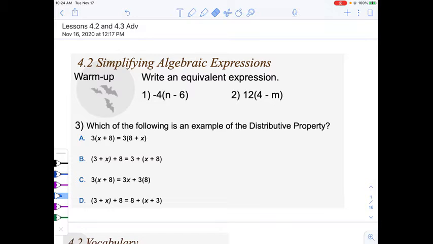This is lesson 4.2, simplifying algebraic expressions. So pause this video, write down the warm-ups, try them on your own, then we'll go through them together.